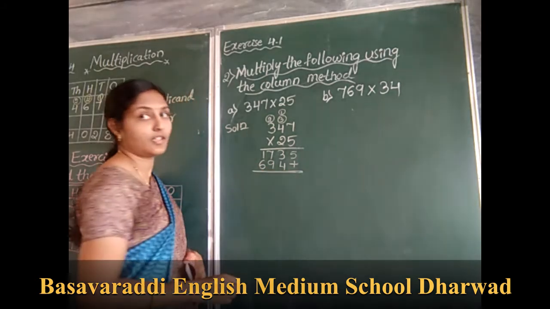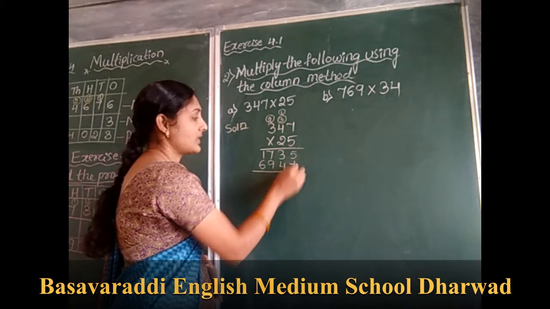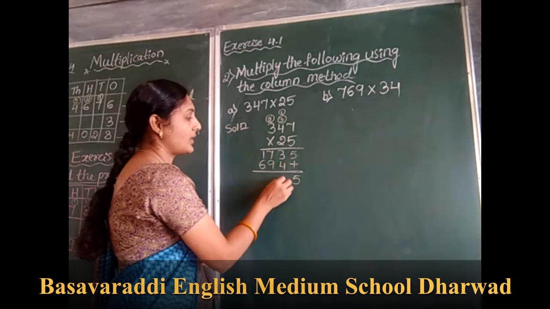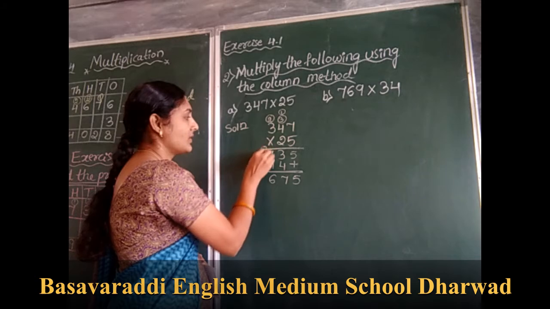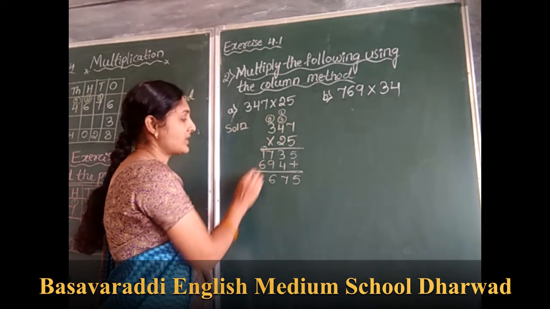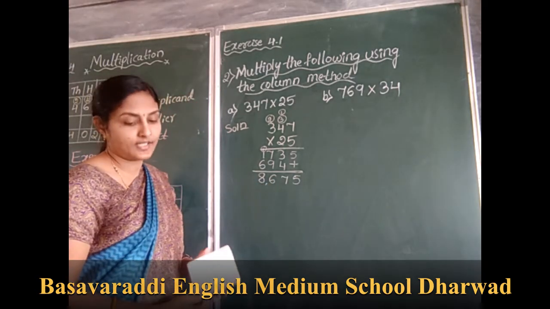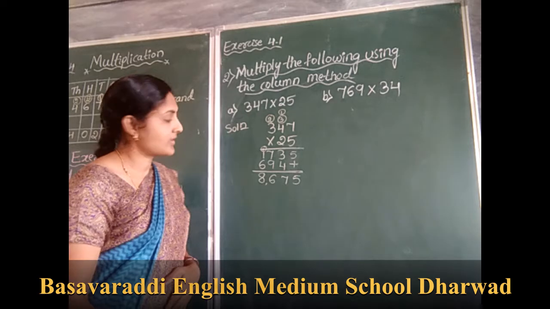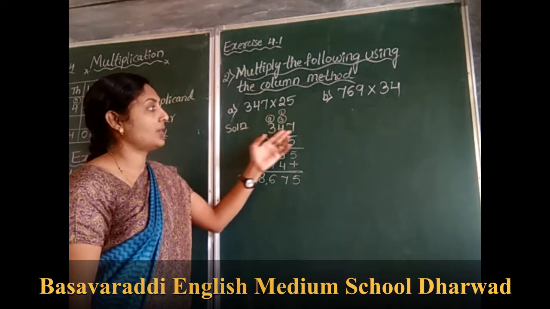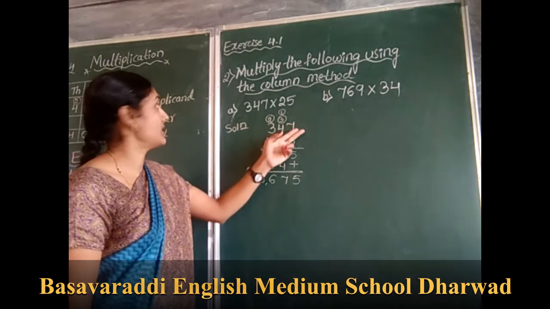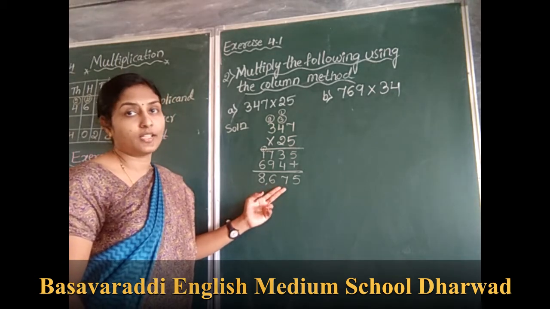Add the addends, and we get the sum, that is the product. So 5 plus 0 is 5. 3 plus 4 is 7. 7 plus 9 is 16. The 1 plus 1 is 2. The 2 plus 6 is 8. So what is the product there? 8,675. That is the product of 347 into 25. So this is the multiplicand, this one is the multiplier, and this one is the product.